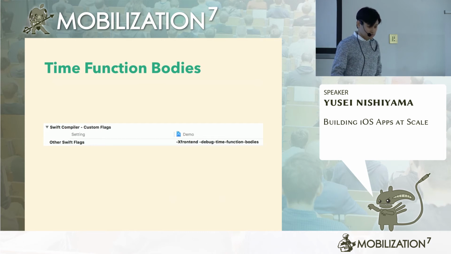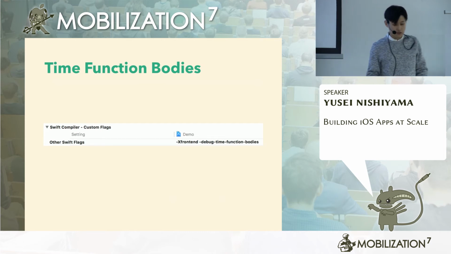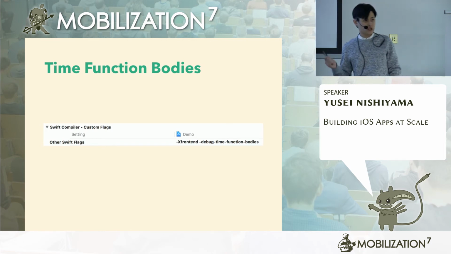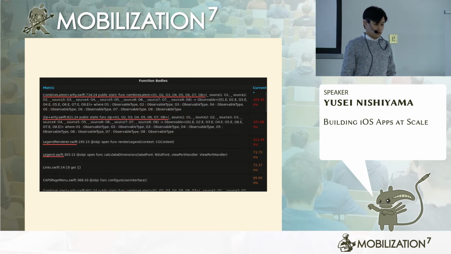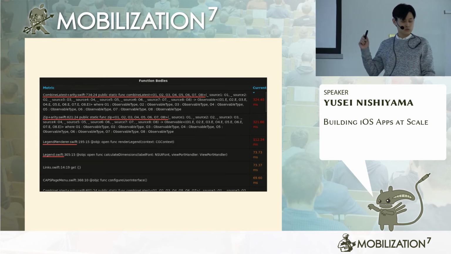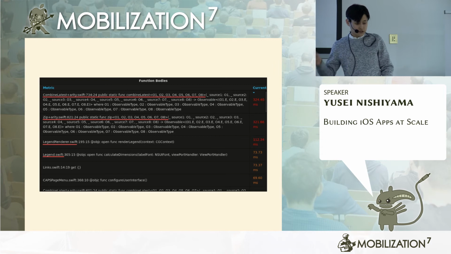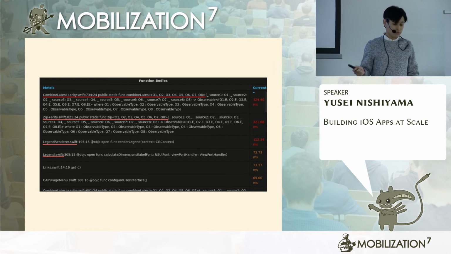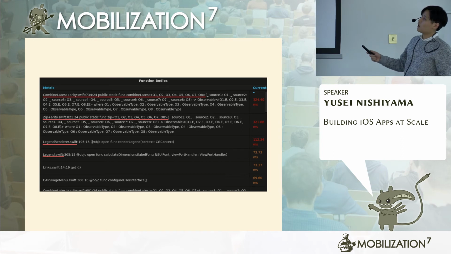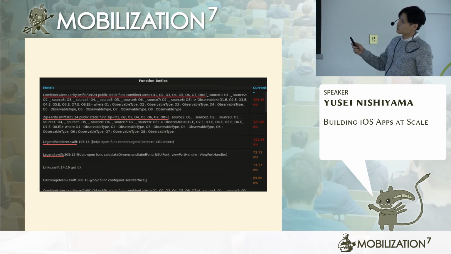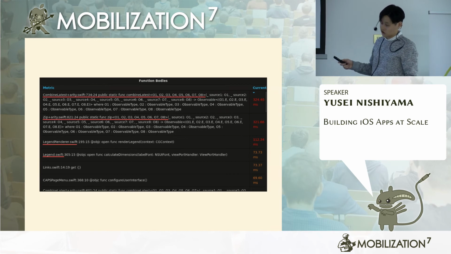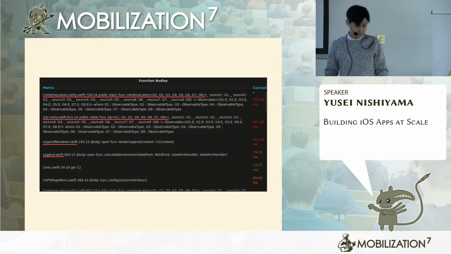Before I try more ideas, I'd like to get more detailed build time information by enabling the debug time function bodies flag, which I explained in a previous slide. Compilation times are also logged in our database, so we can investigate the data through our console. I found some libraries caused this slow build. So you can see that the first two time-consuming functions are from RxSwift.